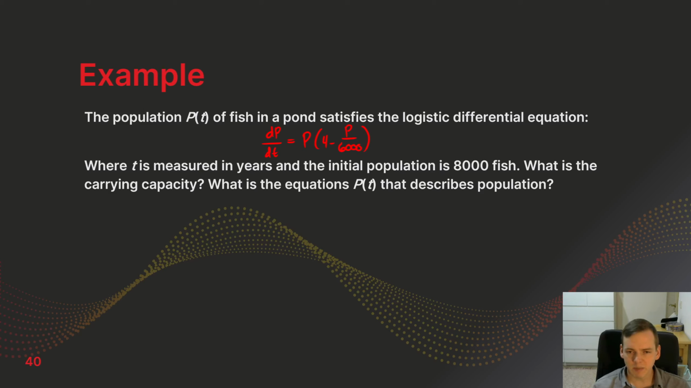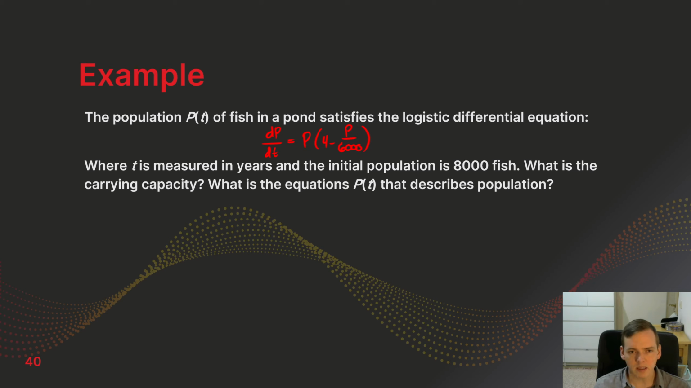All right, let's look at some examples of logistic differential equations in practice. So we have a population P of t of fish in a pond that satisfies the logistic differential equation dP over dt equals P times the quantity 4 minus P over 6,000, where t is measured in years and the initial population is 8,000 fish. What is the carrying capacity?